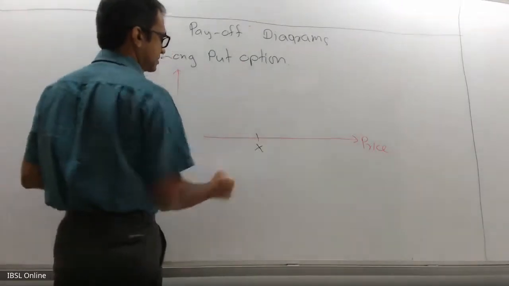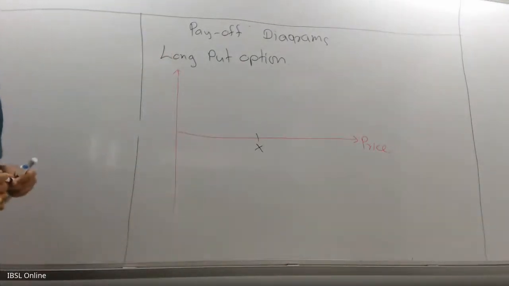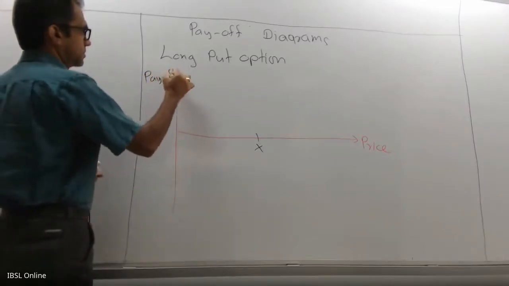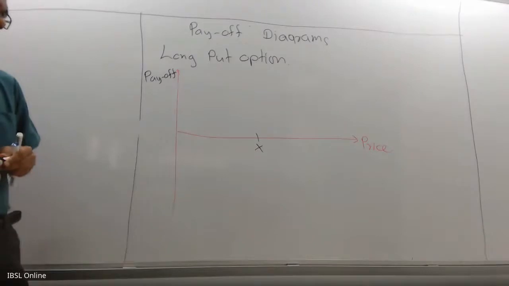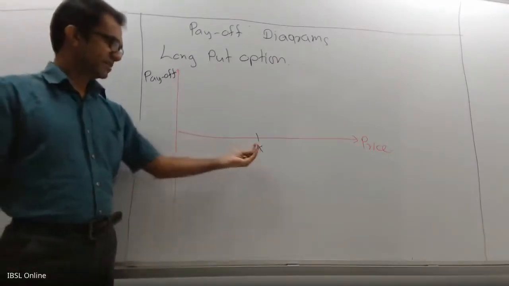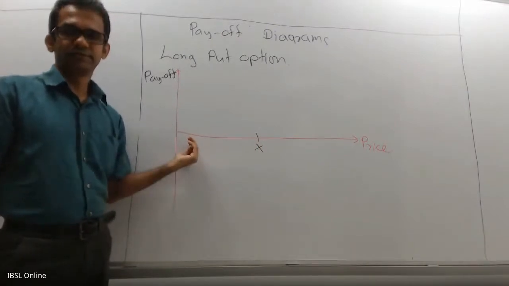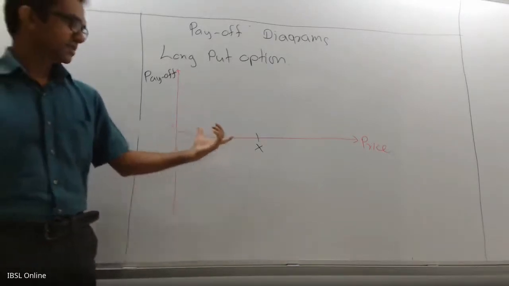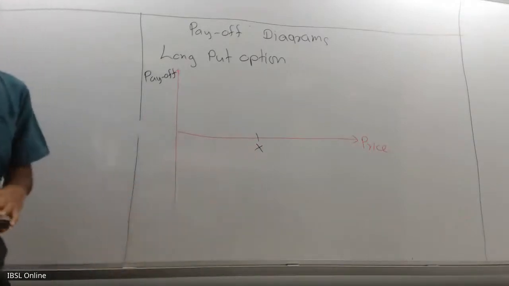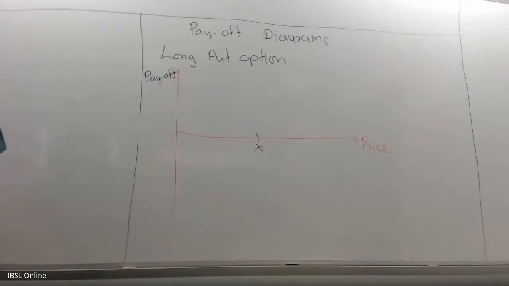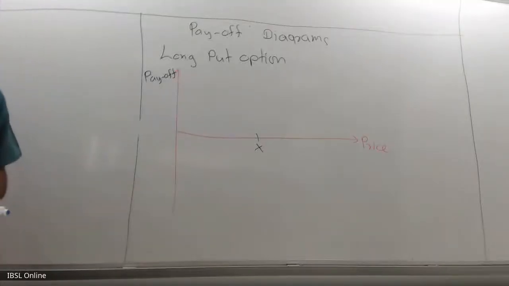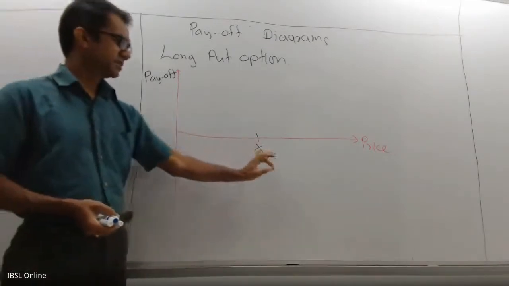This is the strike price. If the spot price or the market price of the underlying asset on the expiry date is less than strike, what do you do? If the market price of the underlying asset is lower than the strike price, then what do you do? You have a right to sell the asset at the strike price. Now the market price is less than that. So you will exercise your right.